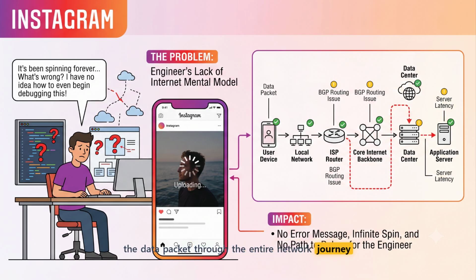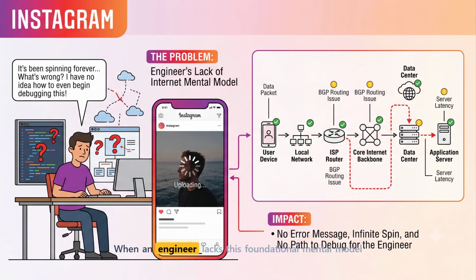the entire network journey. When a user taps share, the data travels from their device through a local network, such as home Wi-Fi or a cellular tower, and enters the network of an internet service provider. From there, the packet is routed across the core internet backbone, passing through numerous autonomous systems and high speed routers before finally reaching the data center and the application server itself.